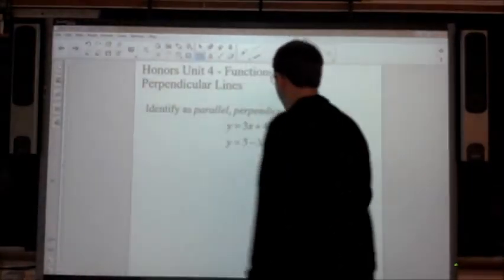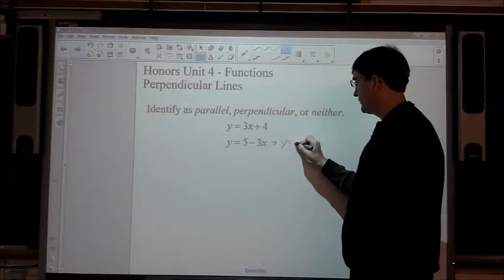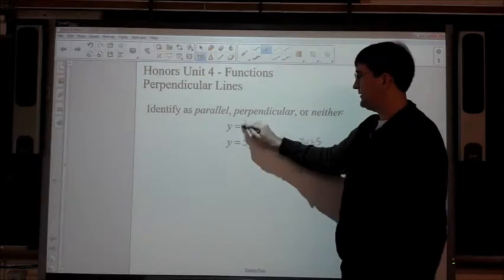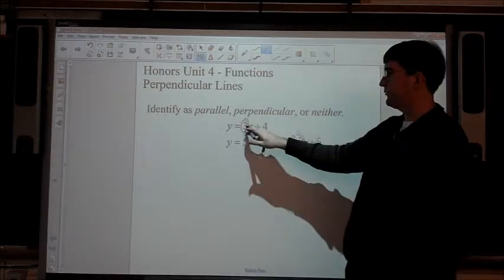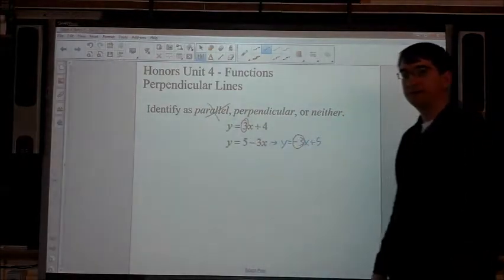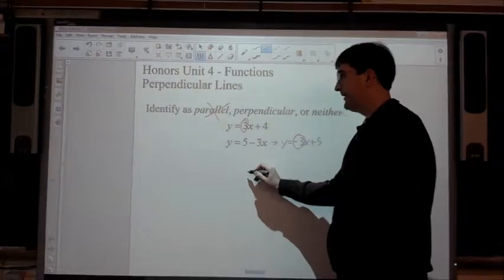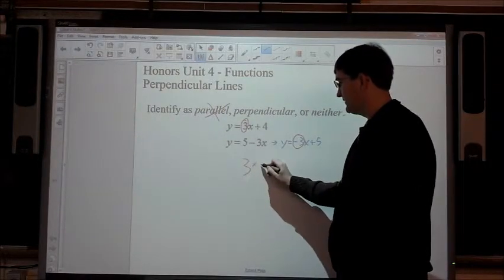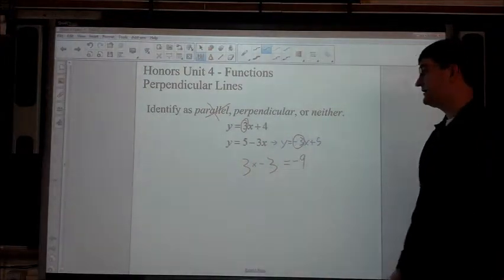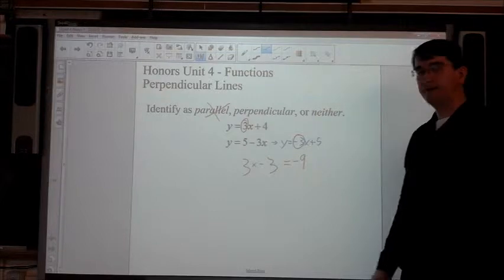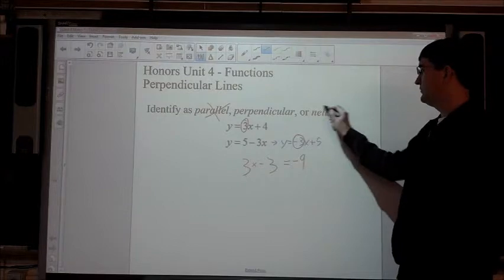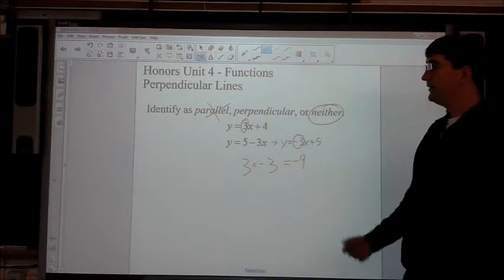3x plus 4, 5 minus 3x. Again, I'm going to rewrite that. Y equals -3x plus 5. So I have a 3, and I have a -3. The slope of this is 3, the slope of that is -3. They're not the same. Right away I know they're not parallel. I got to check to see if they're perpendicular. And remember, they're perpendicular if they multiply to -1, but of course they do not. They multiply to -9. So these are not perpendicular. They do cross, but they don't cross at right angles. So they're neither perpendicular nor parallel.